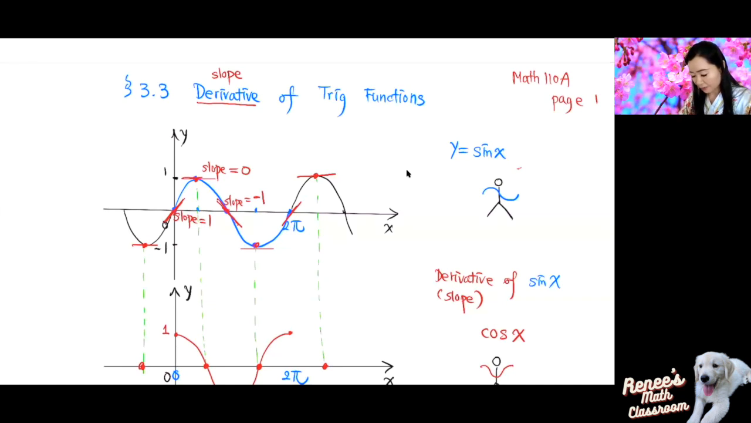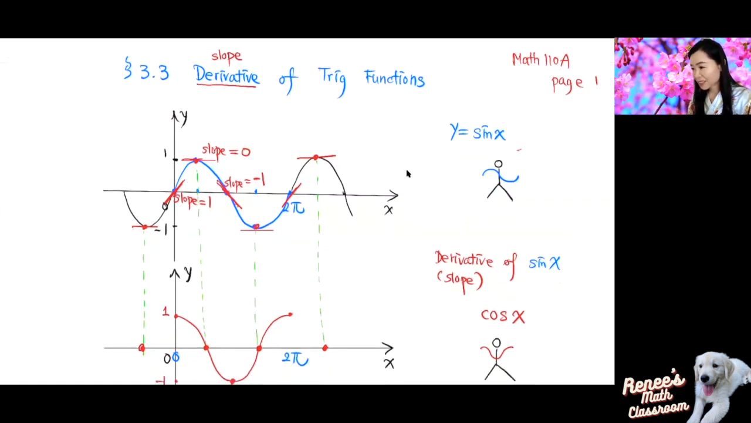So today we're going to talk about 3.3, derivative of trigonometric functions. So let's discover the derivative for some trigonometric functions. We start with this function, y equal to sine of x.